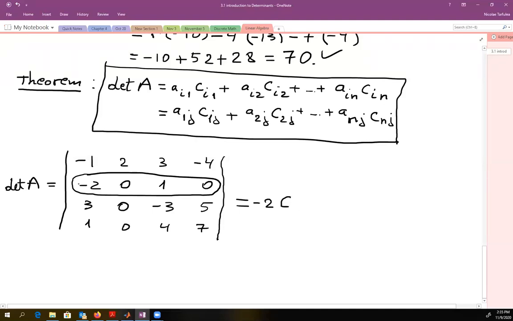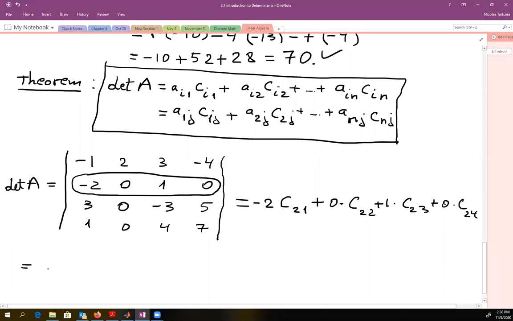Say C, here is the second row, first column, plus 0 times C of Q2, right? But this doesn't matter anyway. Plus 1 times C Q3, plus 0 again times C Q4. That's the expansion along this row. Okay, so what do we have then?